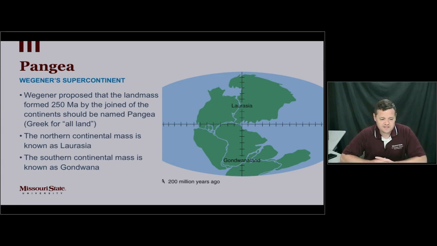In the early 1900s, he came up with a series of lines of evidence that allowed him to propose this concept of continental drift. He reasoned that the continents were joined together around 250 million years ago in a landmass that he called Pangaea. It was Greek for all land.